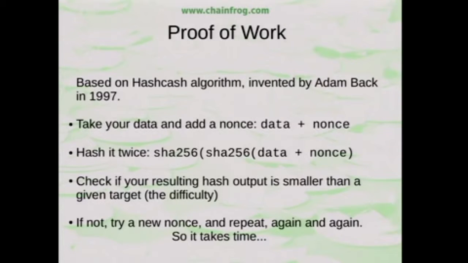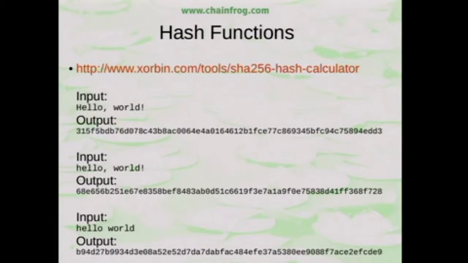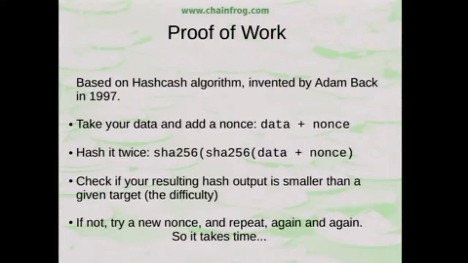Then you look at your resulting output. And remember, the output is just a number. So you say, right, it's only valid if my output is smaller than a given value. That's a target, or a difficulty. If you set that very low, chances are you're going to get a fairly big number, so you're going to have to try this proof of work algorithm again and again and again. Because you're changing the nonce each time, you get a different output. And eventually, hopefully, you'll find a value that is smaller than your target, and that's a success.